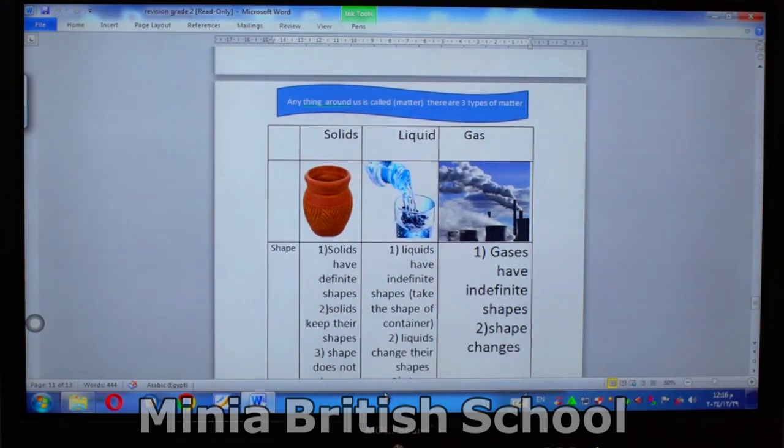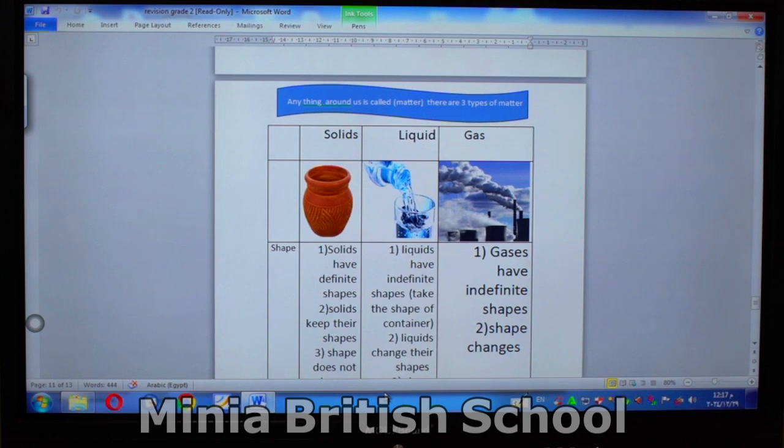Now we are going to talk about states of matter. Anything around us is called, yes, matter. We have three types or states of matter: solid, liquid, gas. Number one, solid. If I have a matter, how do I know if it's a solid?